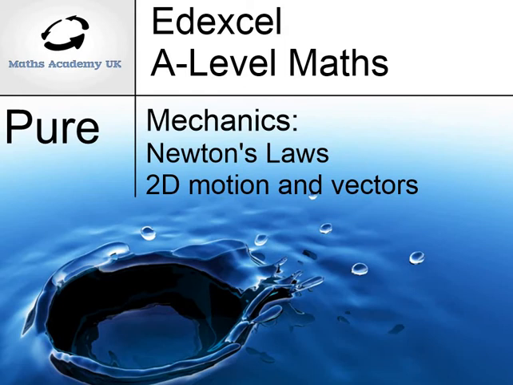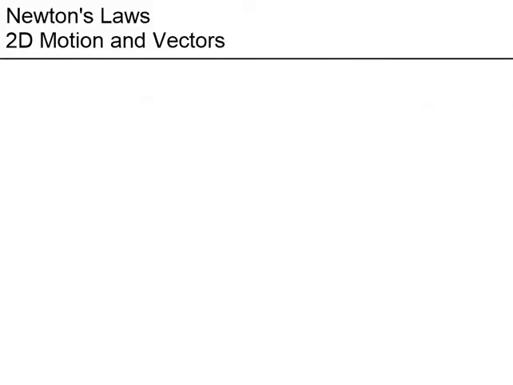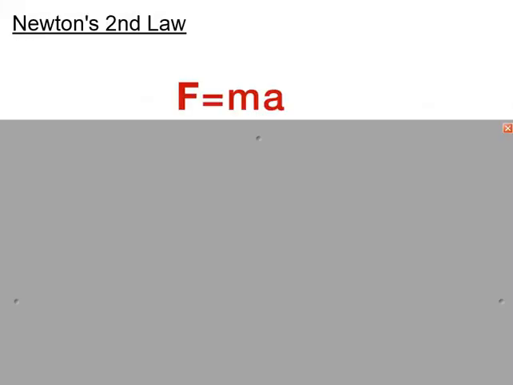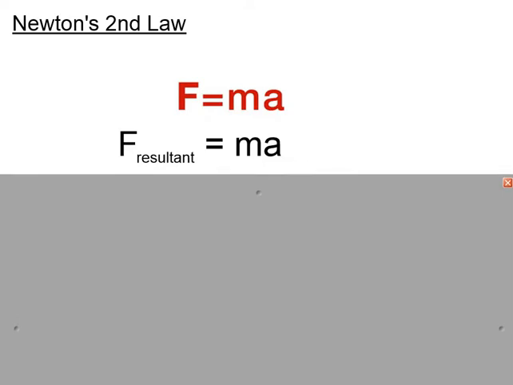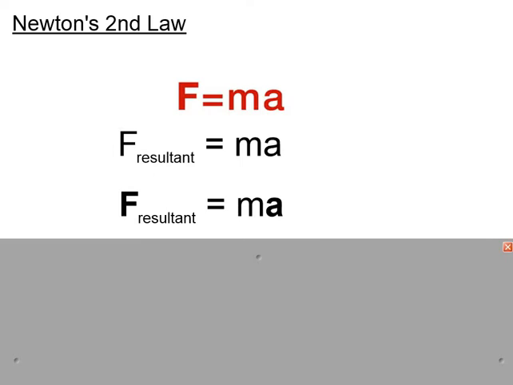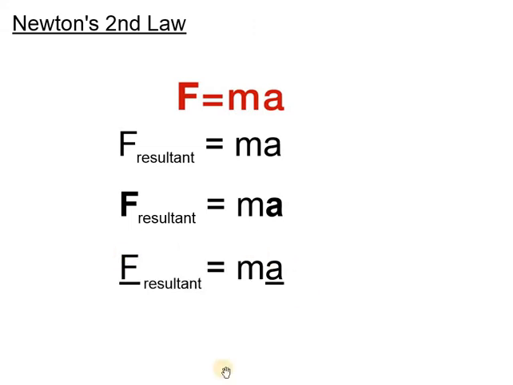Newton's laws, 2D motion and vectors. So in the second law, F equals ma, where F is the resultant force and a is the acceleration, if we're given vectors, so in column vector form or component ij form, we use this version of the formula, and when you're writing this, underline the F and the a because they're vectors.